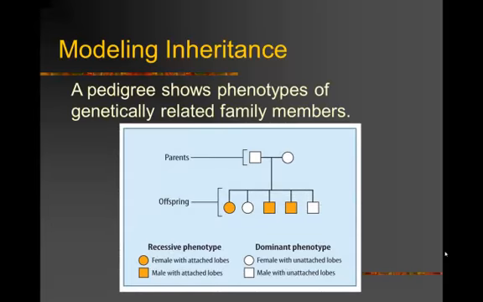The other modeling that we have is a pedigree chart. And a pedigree chart is going to show the phenotypes of genetically related family members. And they use shading and non-shading to show the phenotypes.